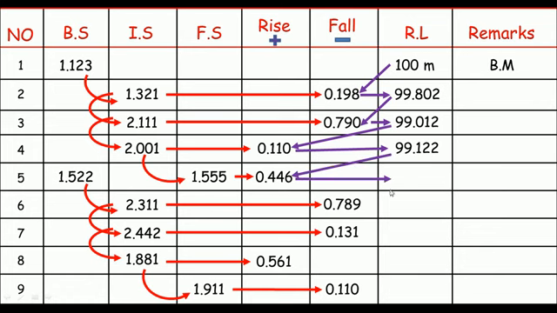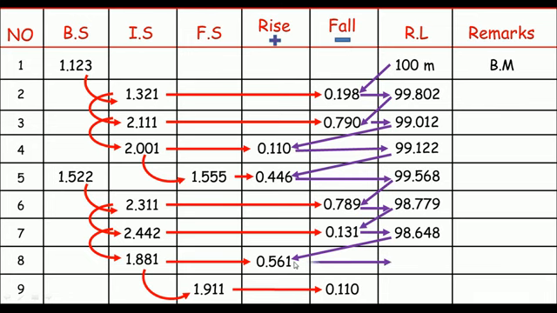99.122 plus 0.446 is 99.568, and 99.568 minus 0.789 is 98.779. Also this RL minus 0.131 is 98.648. Here again we have a rise. So the old RL plus the rise will be 99.209. And again we have a fall.